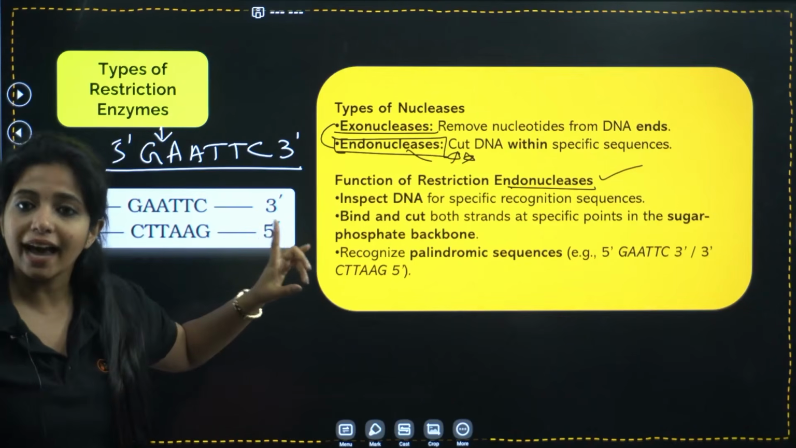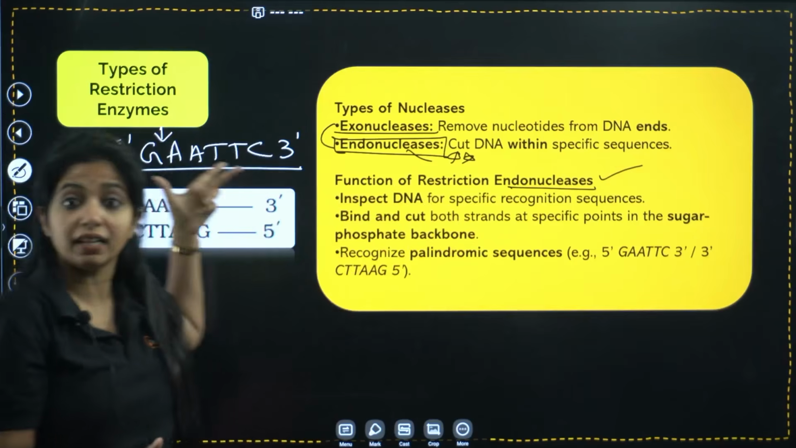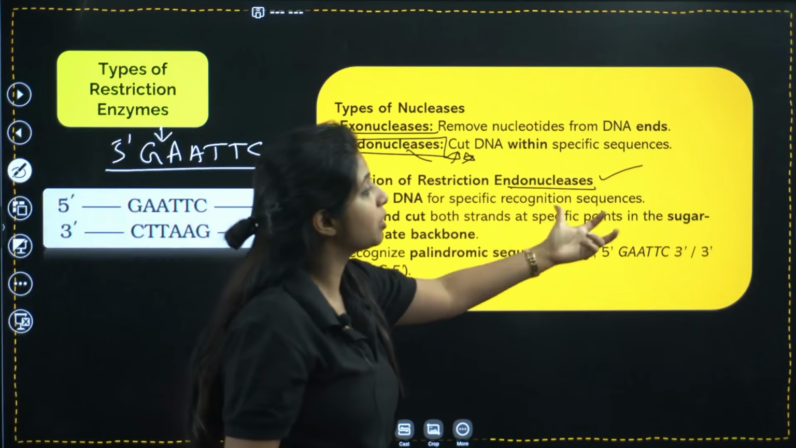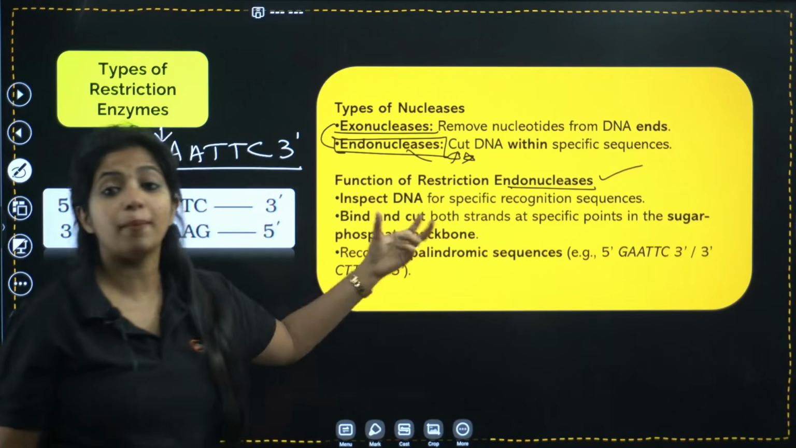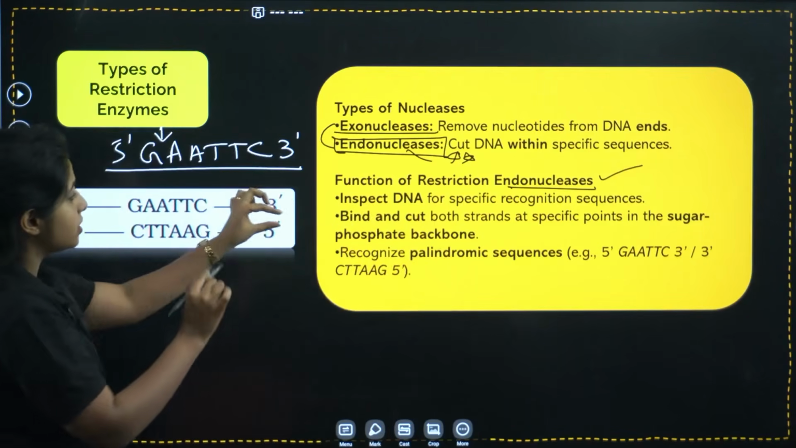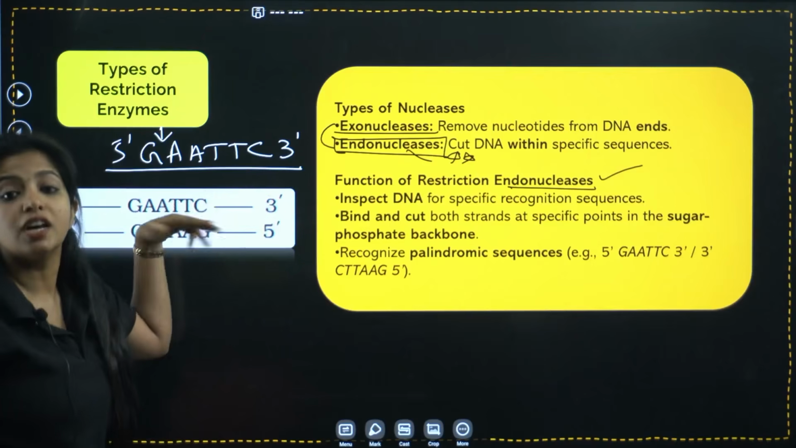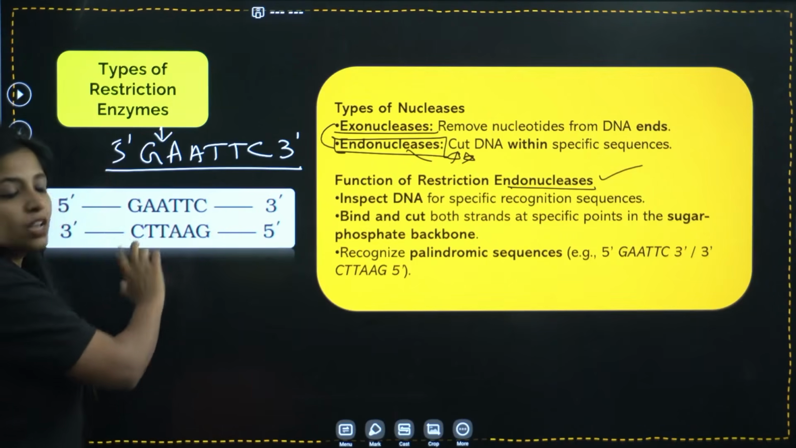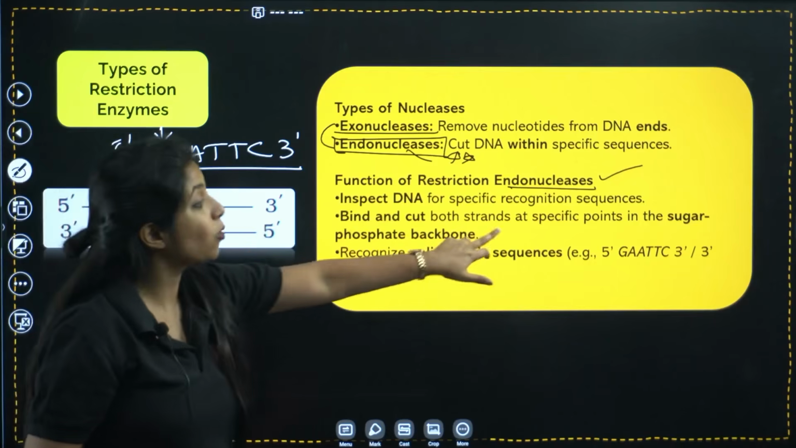So first of all, it has to inspect the DNA for finding this particular site, and then bind and cut both the strands at specific points in the sugar phosphate backbone. Listen, if this strand has this GAA-TTC sequence, you need to understand the other strand will also have the GAA-TTC sequence. So basically, it binds and cuts both the strands.